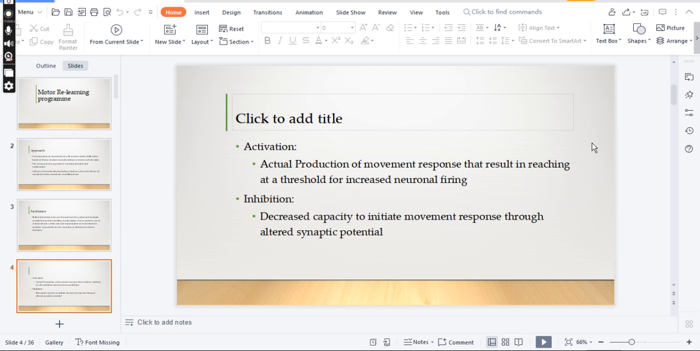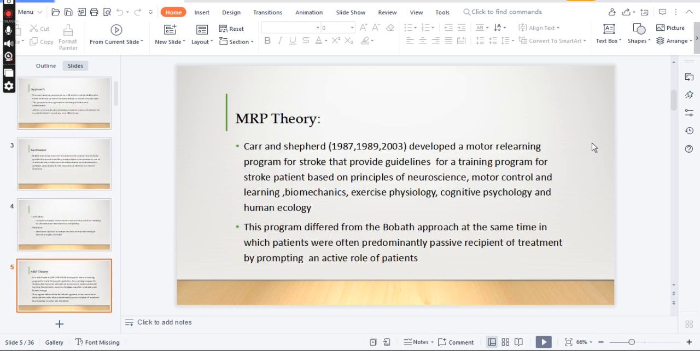Activation is the actual production of a movement response that results in reaching a threshold for increasing neuronal firing. The next is inhibition. First we were discussing facilitation, then activation, and now inhibition: decreased capacity to initiate a movement response through altered synaptic potential.